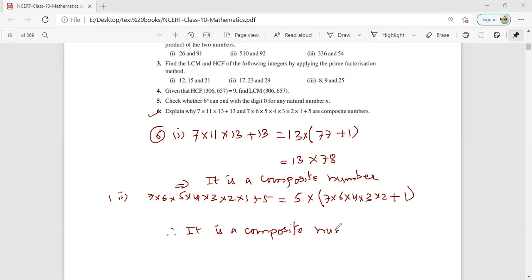So it is a composite number. Like this, it's very simple. Whatever it is coming, you can write 5 into, and you can multiply and write the number 7 into 6 into 4 into 3 into 2.